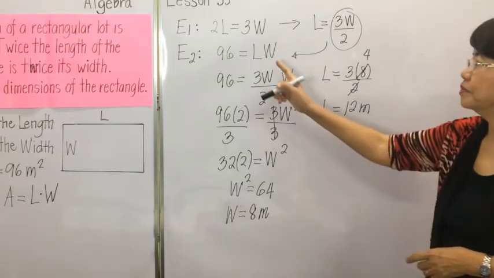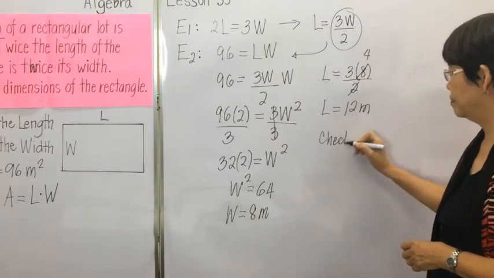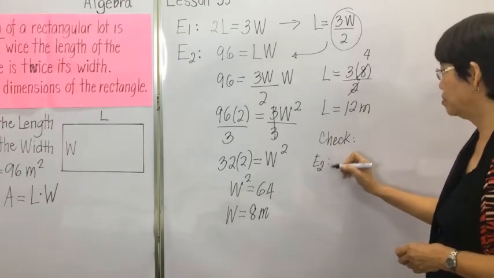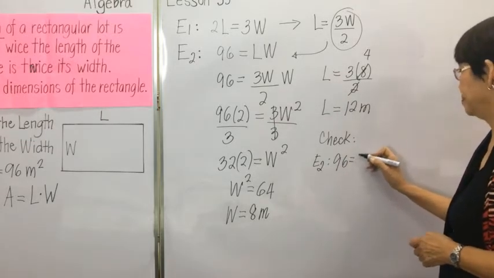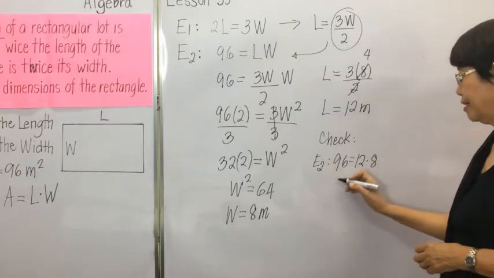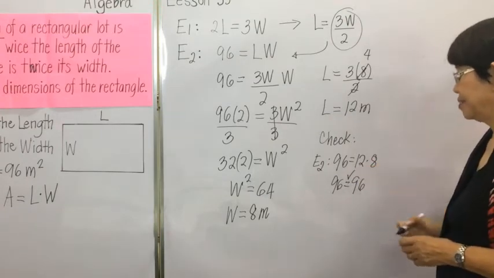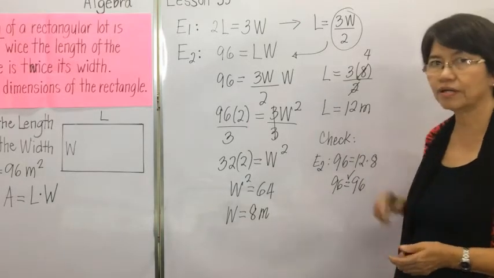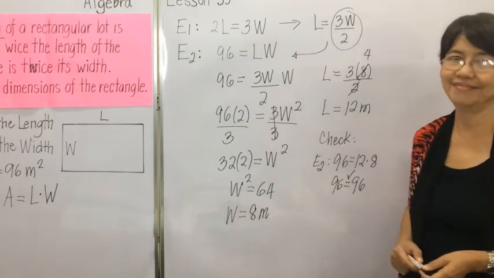And then we can check by using equation 2. Check. So using equation 2, we have 96 is equal to length 12 times width 8, and 96 equals 96. So we got the correct answers. Our length is 12 meters and our W is 8 meters.